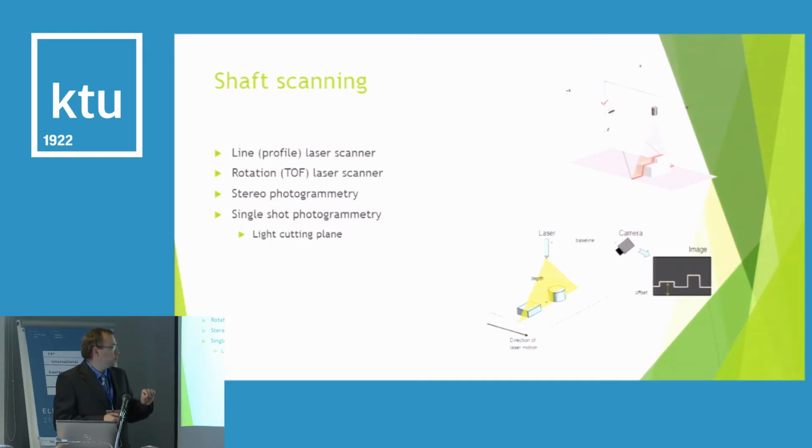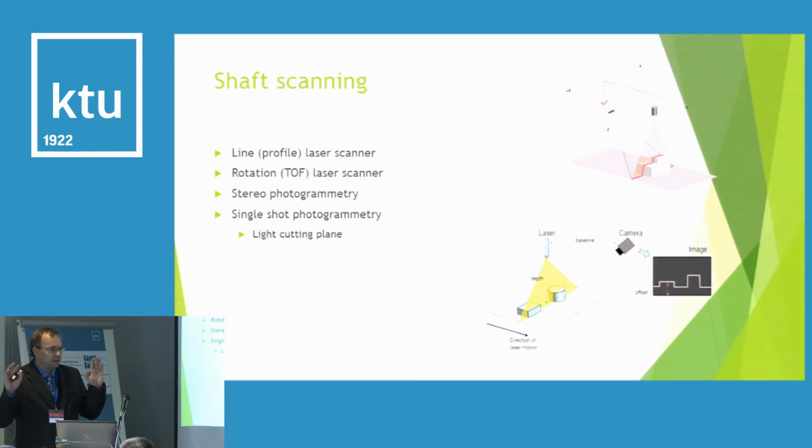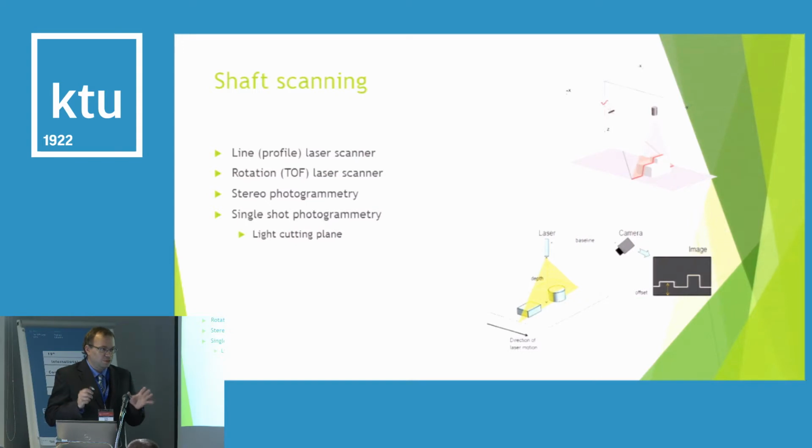This algorithm is much simpler and faster than stereo photogrammetry, because in stereo photogrammetry we have two real images, but in the light cutting plane single shot photogrammetry we have only the line to process. It's many times less data to process.